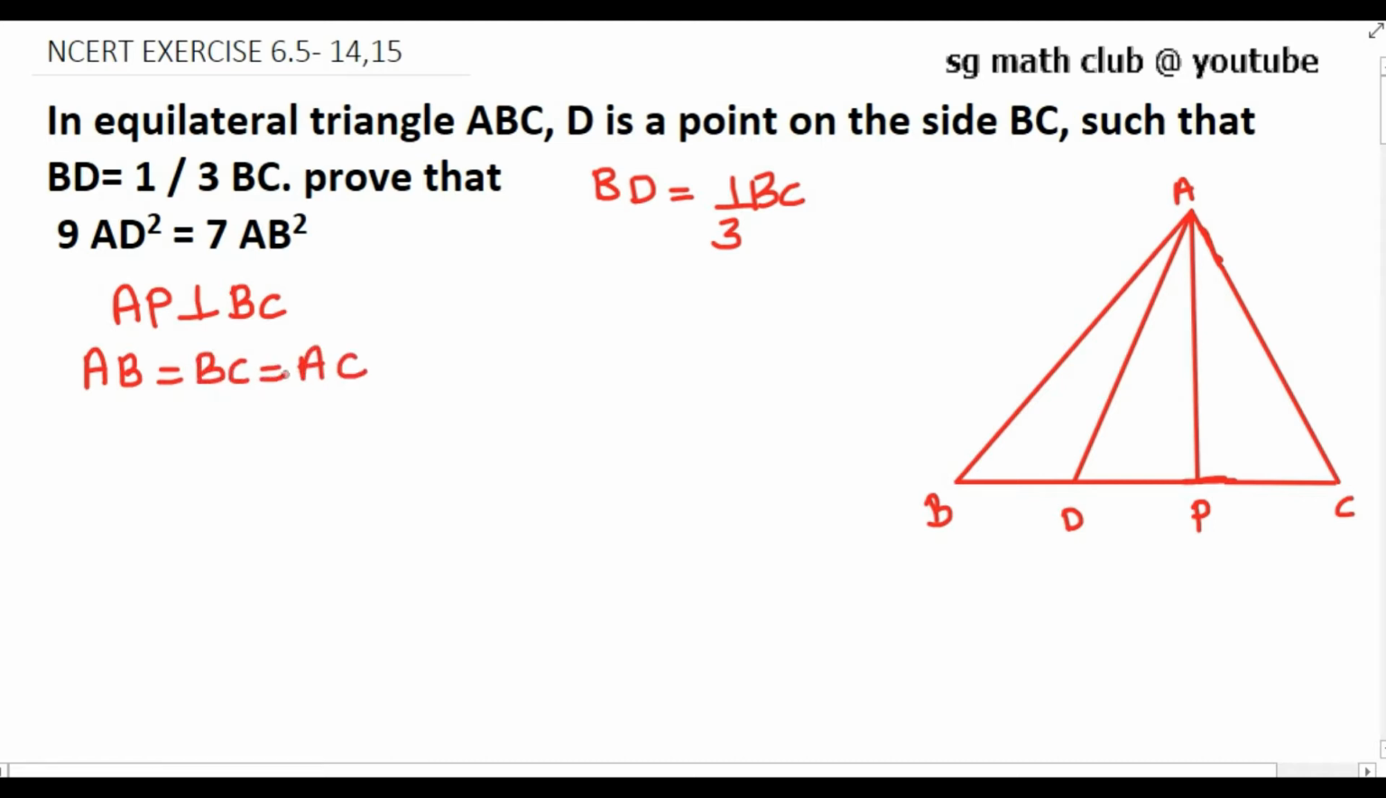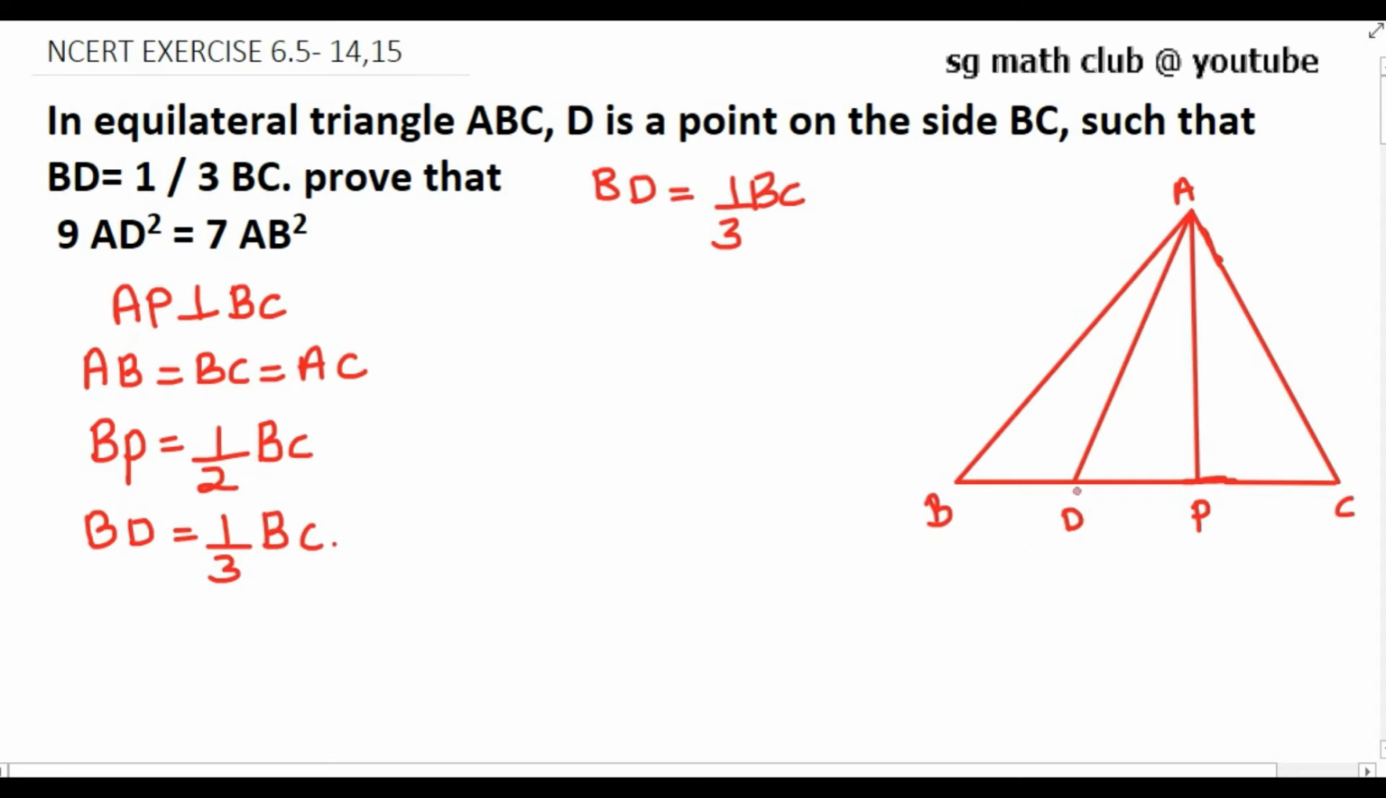They have also given the condition BD is equal to 1 by 3 BC, and we have drawn a perpendicular to BC. When you draw a perpendicular in an equilateral triangle, it divides the opposite side into two equal parts. So I can write BP is equal to PC, or BP is equal to half of BC. And in the question they have given BD is equal to 1 by 3 BC.